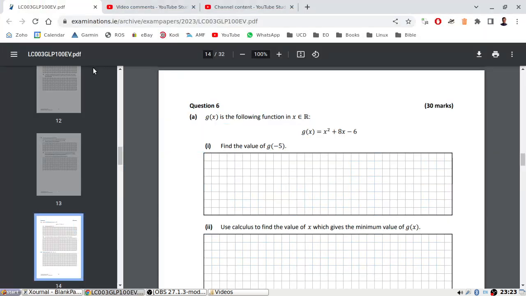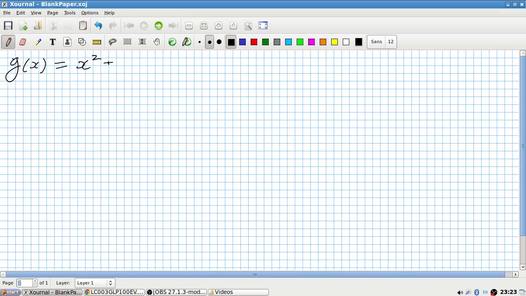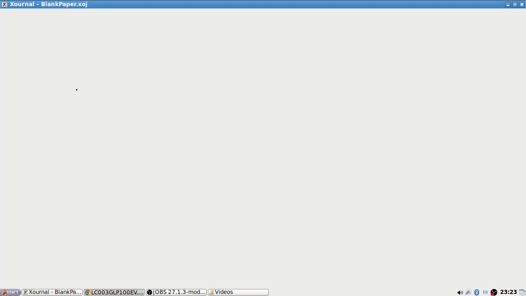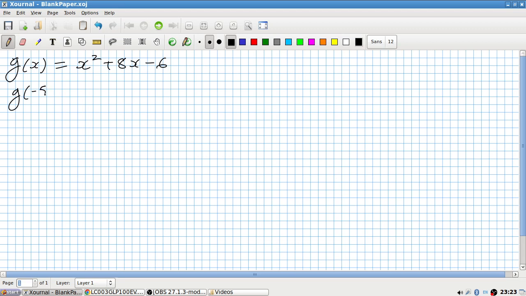g(x) equals x squared plus 8x minus 6. Find the value of g(-5). g(-5) would be 25 minus 40 minus 6. So 25 minus 40 minus 6 is minus 21.